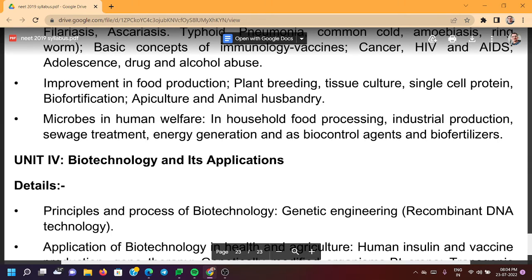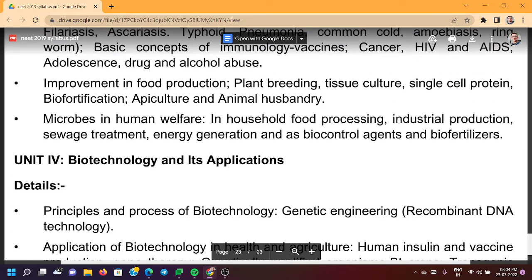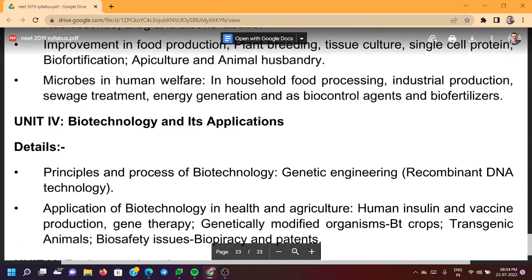Improvement in food production: plant breeding, tissue culture, single cell protein, biofortification, apiculture, and animal husbandry. Microbes in human welfare: in household, food processing, industrial production, sewage treatment, energy generation, and as biocontrol agents and biofertilizers.